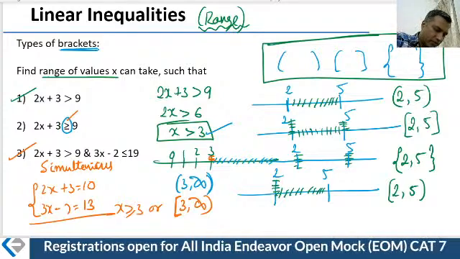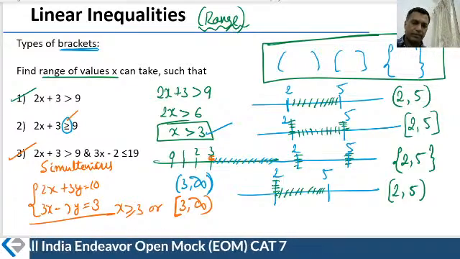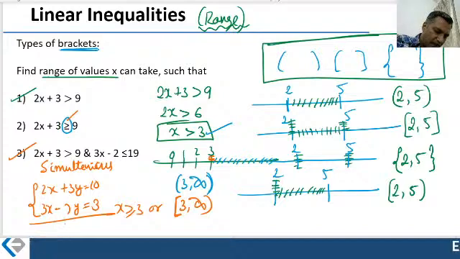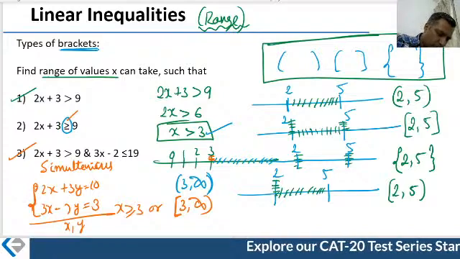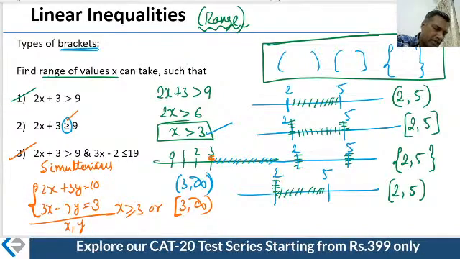Sorry, you call it 3y, let's say. 2x plus 3y is equal to 10, and then 3x minus 7y is equal to 3. Let's say I wrote something like this. What do you mean by this? You are trying to say, get me the values of x and y which satisfy both equations, not just one of them. That's precisely what you mean by linear simultaneous inequalities.